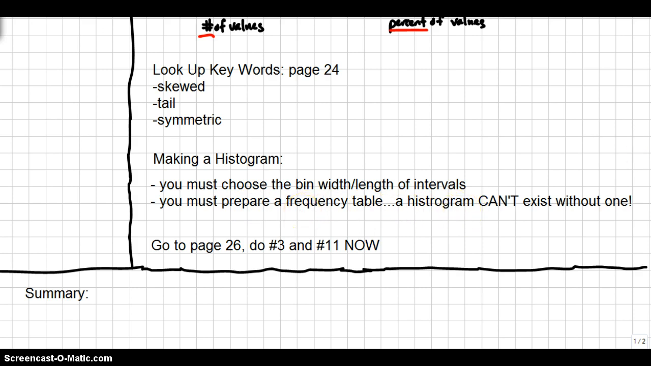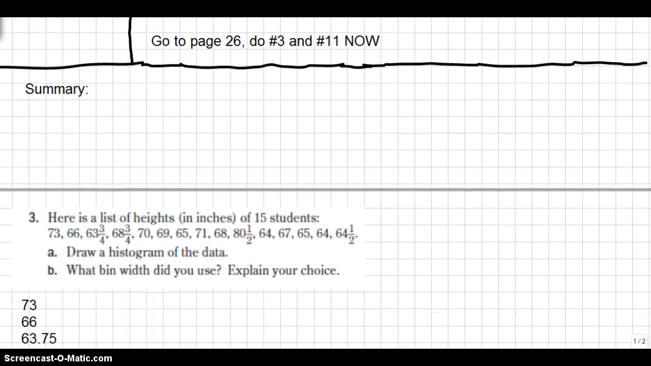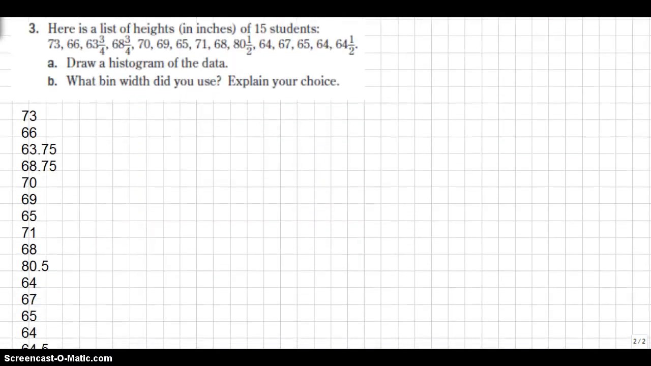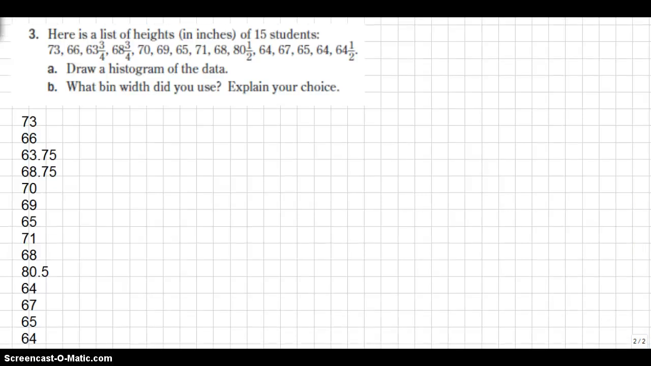So let's go ahead and practice now with 2 examples from the homework. We're on page 26. We're going to do number 3 together, and know that I have an alternate form which I'll display at the end of the video.